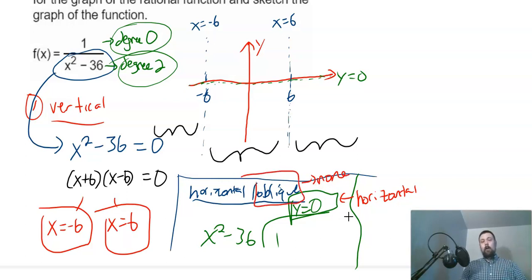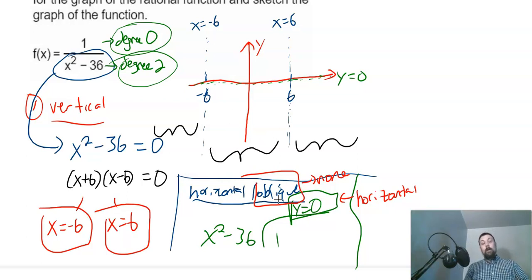So for oblique, there are no oblique asymptotes. Now, you might be saying, what? I've said oblique so many times and I haven't even said what that is. So I'm sorry about that. It just means a diagonal asymptote. It'll be diagonal like this. It's still a straight line, but we have horizontal, we have vertical. Oblique is just a fancy word for diagonal. It goes at an angle, right?